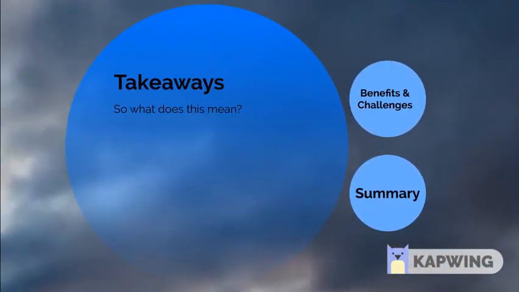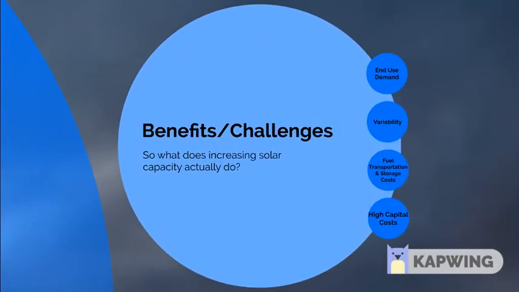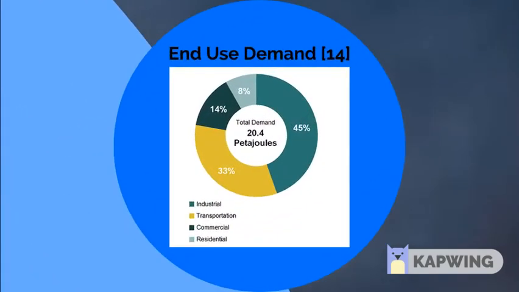So what does any of this mean? Let's first look at the benefits and challenges that come with increasing the solar capacity. So the end-use demand won't be too greatly impacted. The majority of the energy consumption is related to industrial and transportation applications. Only about 22% is commercial and residential, and that's where increasing the solar capacity would have the greatest impact.